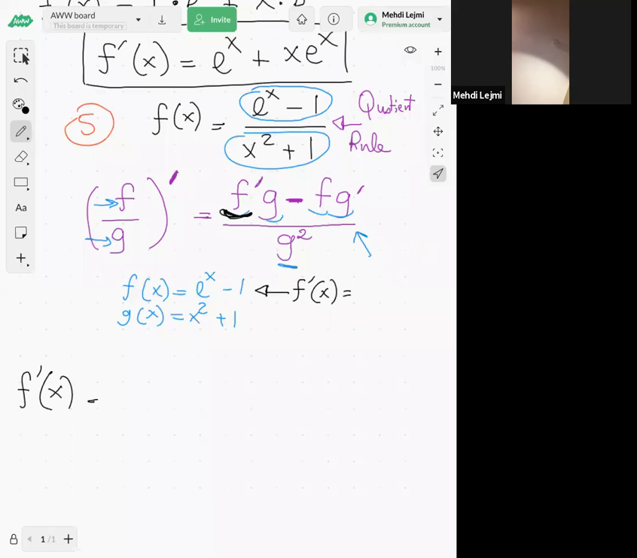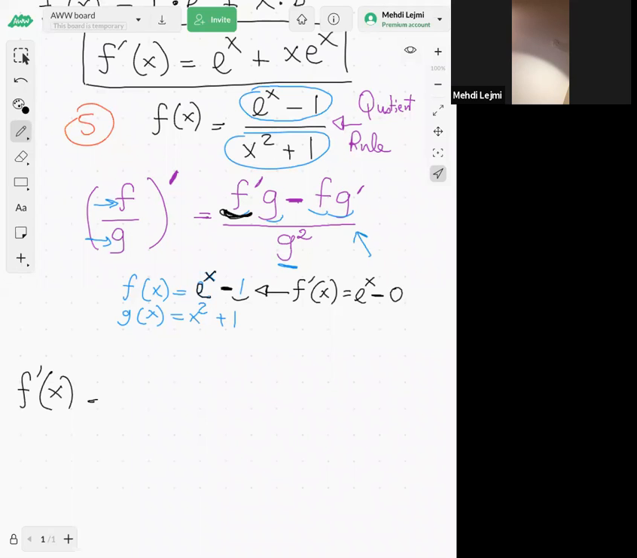So we have subtraction. If you have a subtraction, there is no special rule you need to apply. All you have to do is take the derivative of the e to the x. Derivative of e to the x is e to the x. Then minus, and then the derivative of a constant by itself. If you have a constant by itself, the derivative is 0. So it's e to the x minus 0.